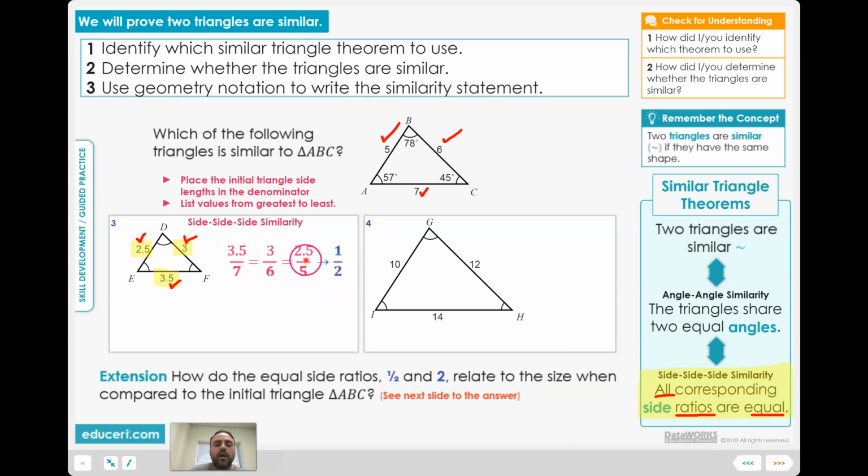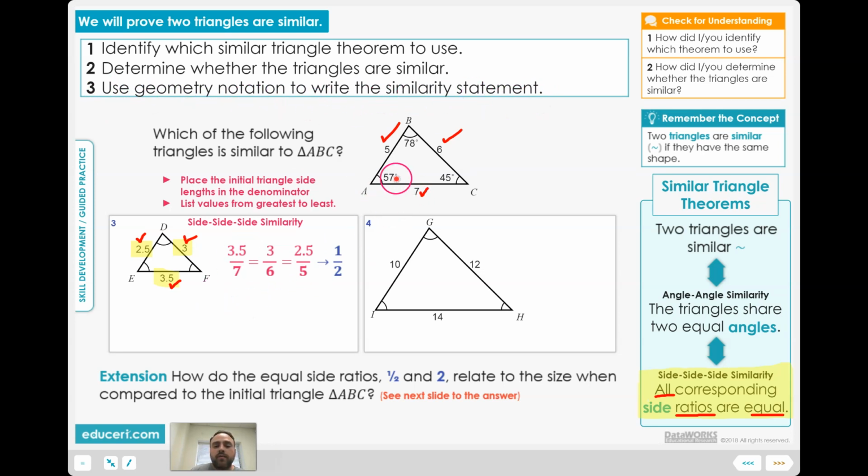All the side ratios reduce down to the same value. Therefore, these are all equal. And furthermore, that tells us that these two triangles are in fact similar by side-side-side similarity theorem. All right, so we have determined that the two triangles are similar. Let's read step 3. Ready? Read. Use geometry notation to write the similarity statement.